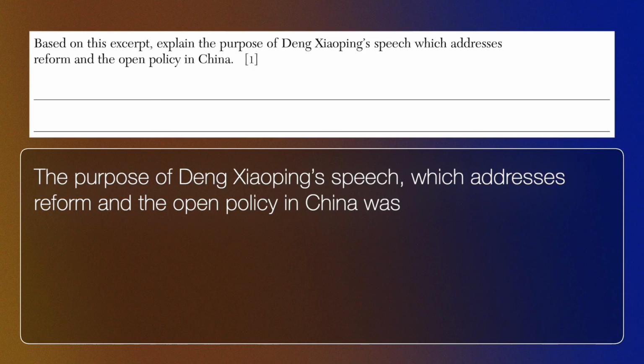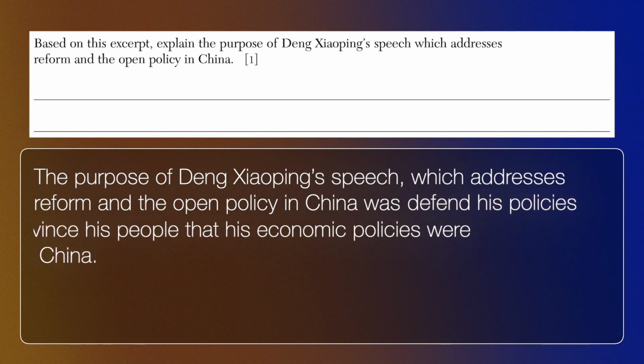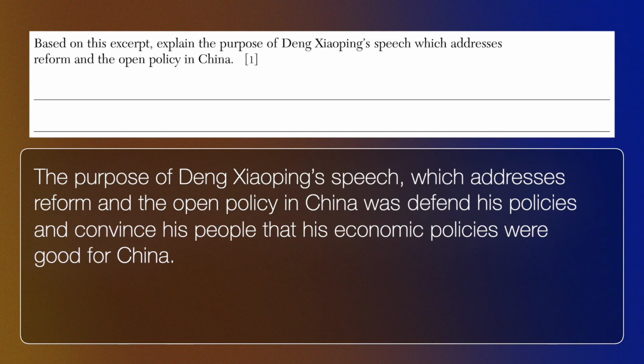Now, to complete the sentence, we simply state the purpose that we inferred from the document, which was to defend his policies and convince his people that his economic policies were good for China. We're halfway there. Now, all we have to do is support our claim with evidence from the document. Let's start by starting our second sentence with, "This can be inferred when," and now simply state the author's name again and either quote the document directly or paraphrase some evidence found in the document.